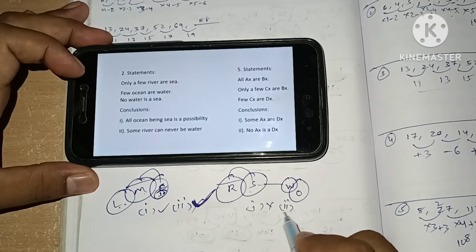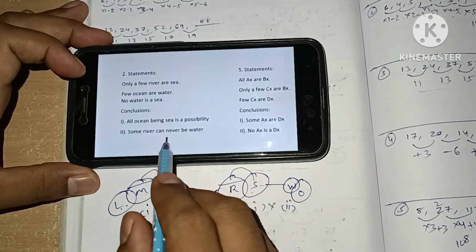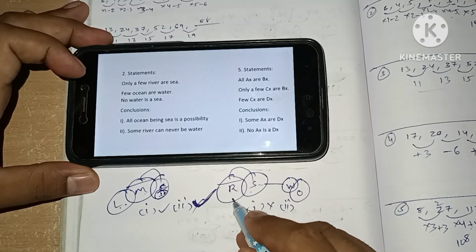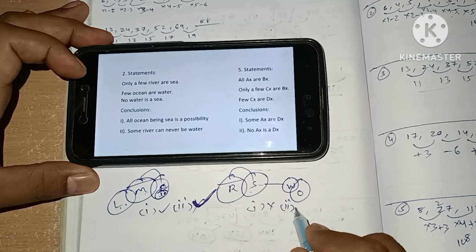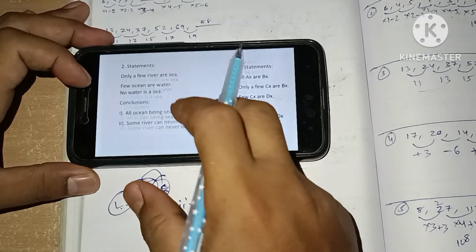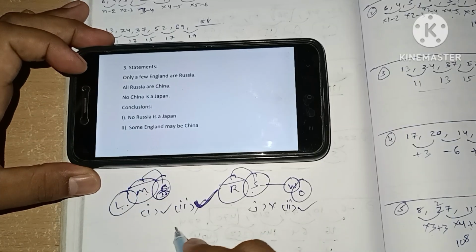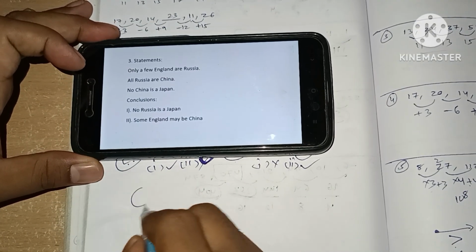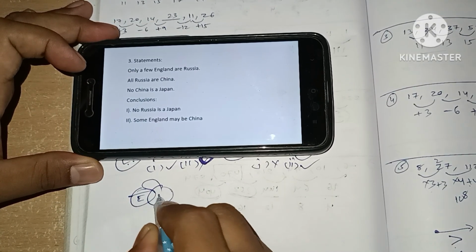Second one, some river can never be. All river can be water. No, all case fails means some not case will be true. Next, third one, only a few England or Russia.